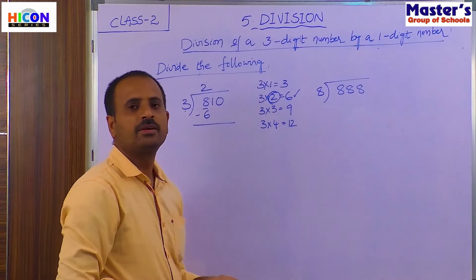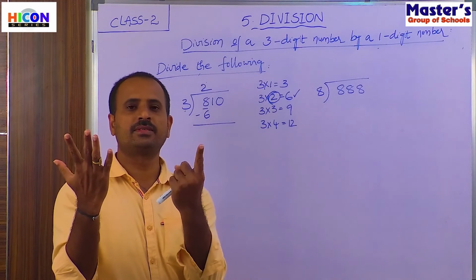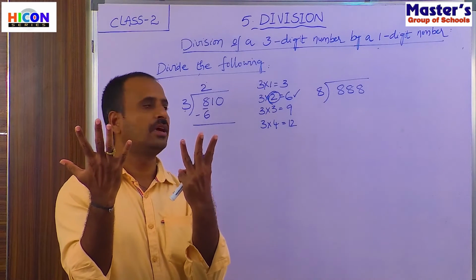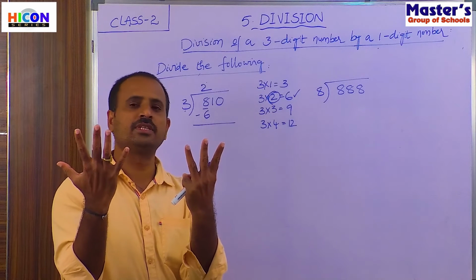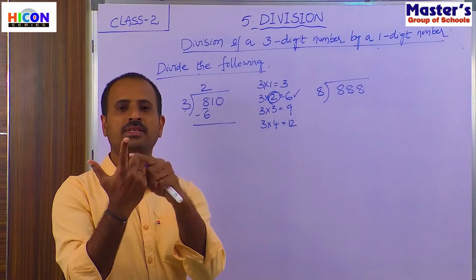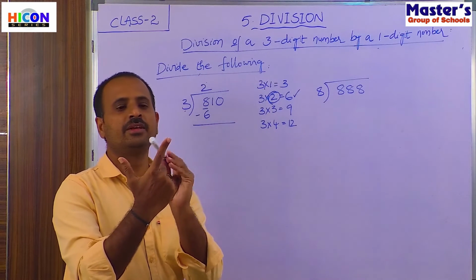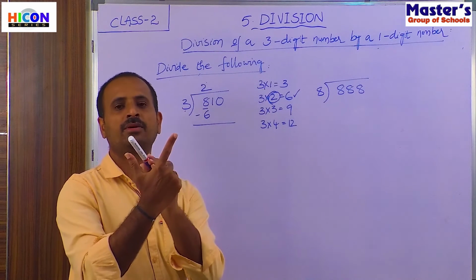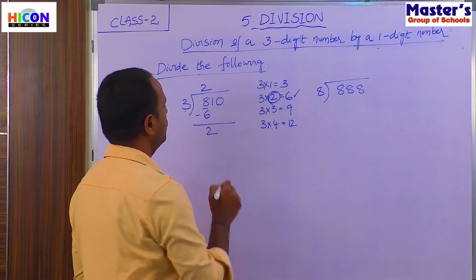So how can you subtract? Open 8 fingers: 1, 2, 3, 4, 5, 6, 7, 8. These are the 8 fingers. Now close 6 fingers among these 8 fingers: 1, 2, 3, 4, 5, 6. I have closed 6 fingers. How many fingers are remaining? There are remaining 1, 2. 2 fingers are there. So 2 is the answer.